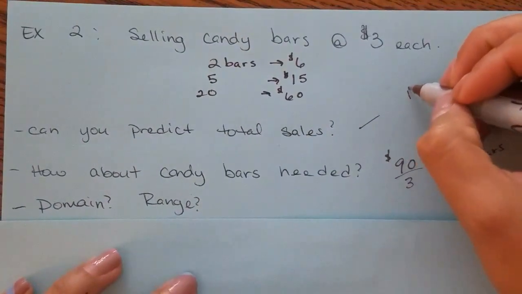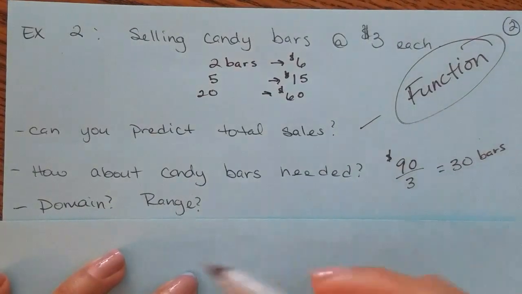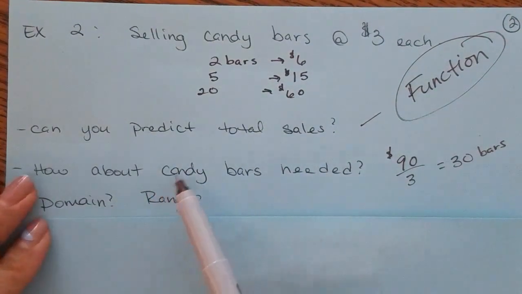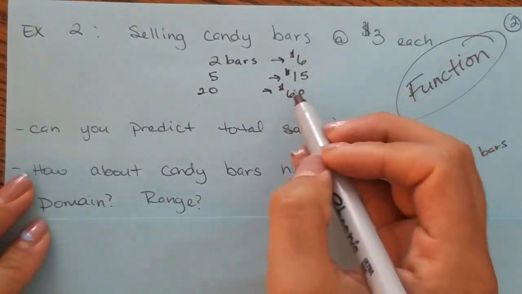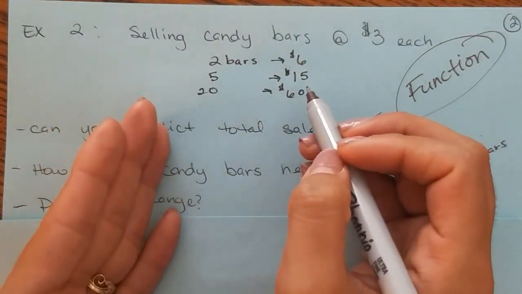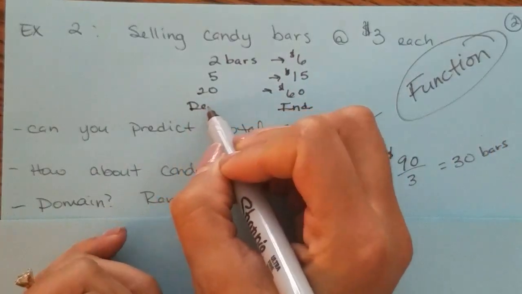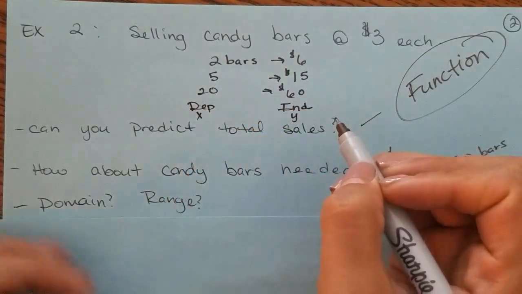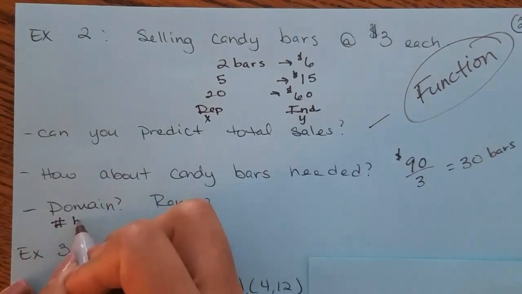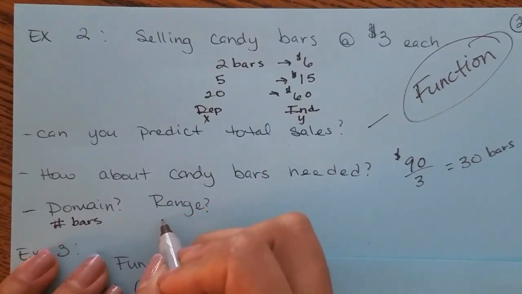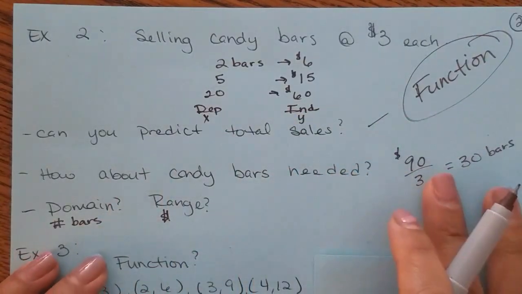So this here is actually going to be a function because I can predict information. My domain is going to be all of my input, which is my independent variable, and the dependent is the output. I know that the total that I earn is going to depend on the bars that I sell. So this is your independent and this is your dependent. So that's your X and that's your Y. My domain here is going to be the number of candy bars and my range is going to be the dollars that I sell, right? So it's just being able to identify this.